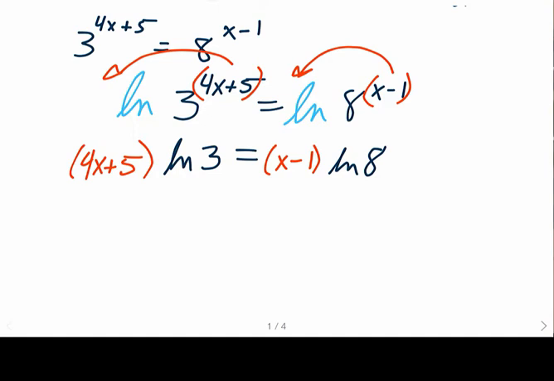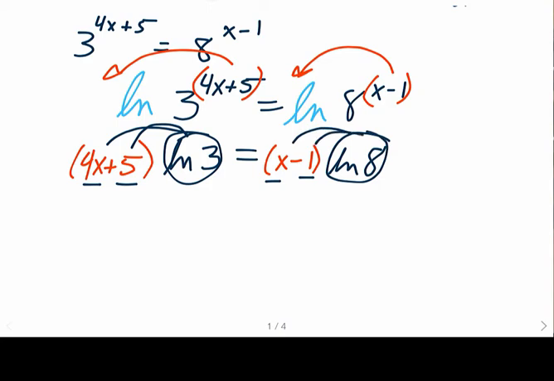the natural log of 3 is equal to the quantity of x minus 1 times the natural log of 8. Now I have a binomial times a number, the natural log of 3. So I'm going to distribute the natural log of 3, because one of the strategies that I have when I'm dealing with an equation is I like to clear parentheses. And on the right-hand side, I'm going to distribute the natural log of 8.